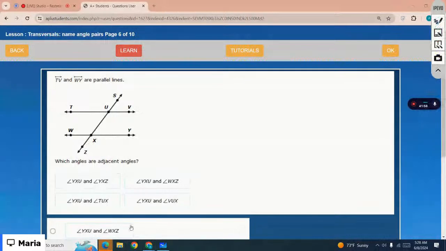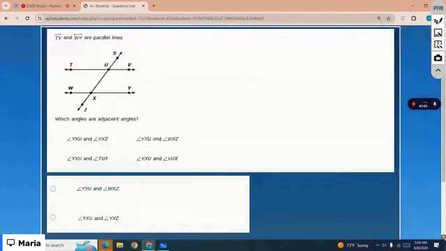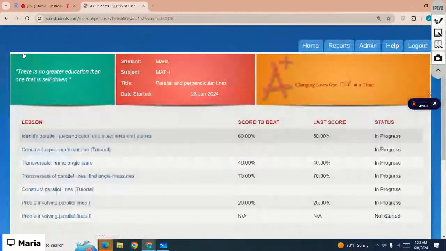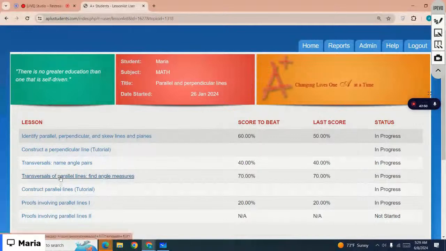Okay, you can complete the lesson by yourself later today. Let me just move on to the next lesson, right? The next lesson is transversals of parallel lines. Find angle measures.